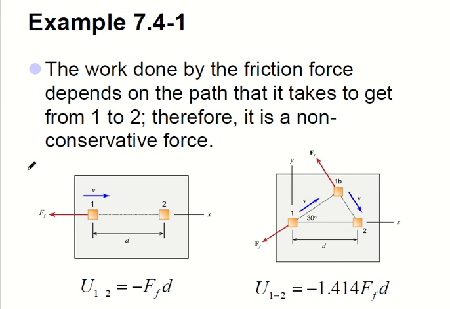The work done by the friction force depends on the path that it takes to get from 1 to 2. See, it depends on the path. Therefore it is a non-conservative force, which you can't take back because it's been used up in that motion, okay?